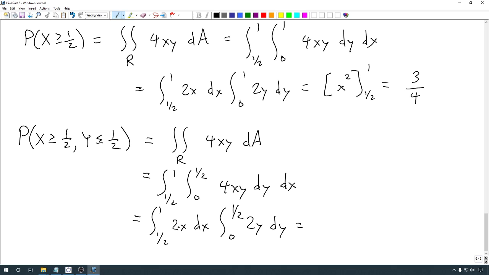Of course, we just keep using the stuff that we found out from before. The integral from 1/2 to 1 of 2x turns out to be 3/4. When we integrate this one, we have y squared from 0 to 1/2. And then when we plug in our limits here, we have 1/4 minus 0. So we have 3/4 times 1/4, or 3/16 for our answer there.